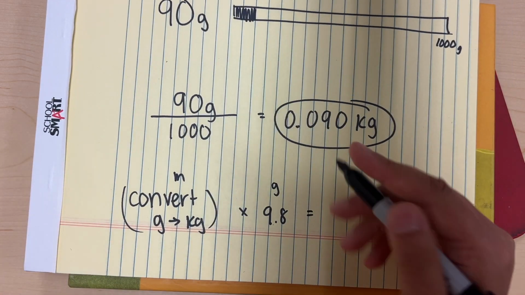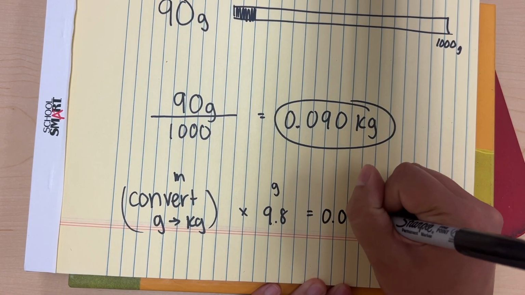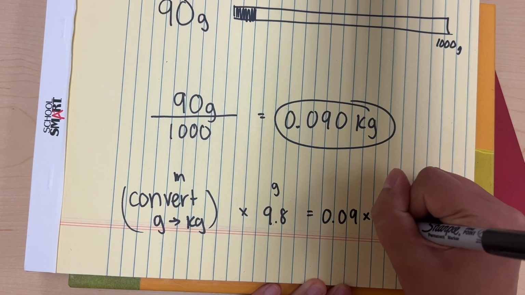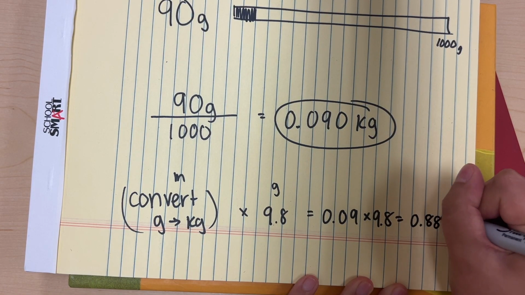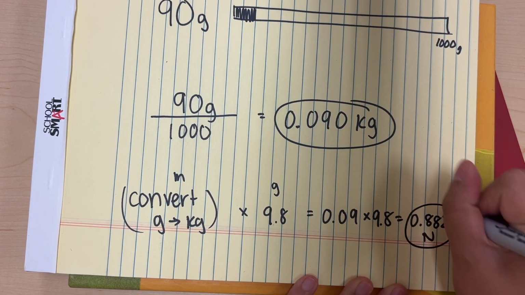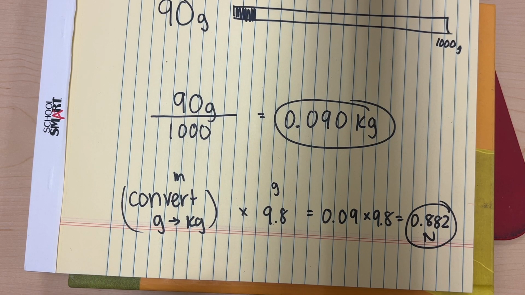Plugging or substituting all of this in, I get 0.09 times 9.8, or just a fraction of a newton. All right, everyone, best of luck.